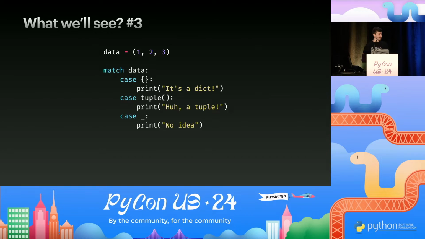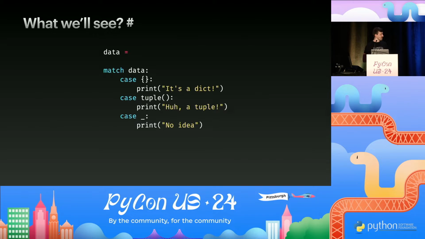Okay, and in this case, data is a tuple of 3 elements, and we have cases like dictionary, a tuple, or, well, again, no idea. Which do you think will fit? This is a tricky one. Actually, it's a tuple, because if you put just brackets, it will think that you are trying to match an empty tuple. So you need to use this tuple. At least that's what I found out.